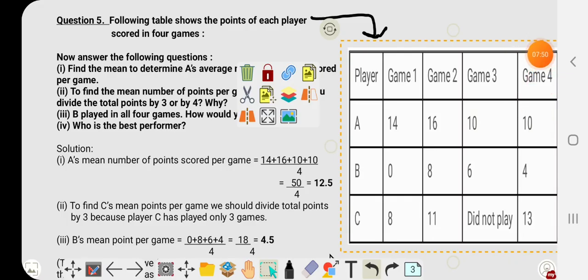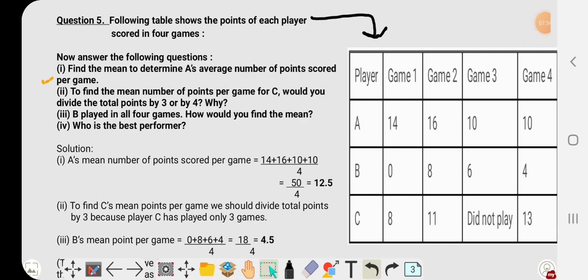Now what are they asking? Now answer the following questions. Find the mean to determine A's average number of points scored per game. We have to find the mean of the scores that were achieved by A. What will we do for that? We will add all 4 of these scores and divide by 4 because these are 4 games. So 50 upon 4 is equal to 12.5, we have got.